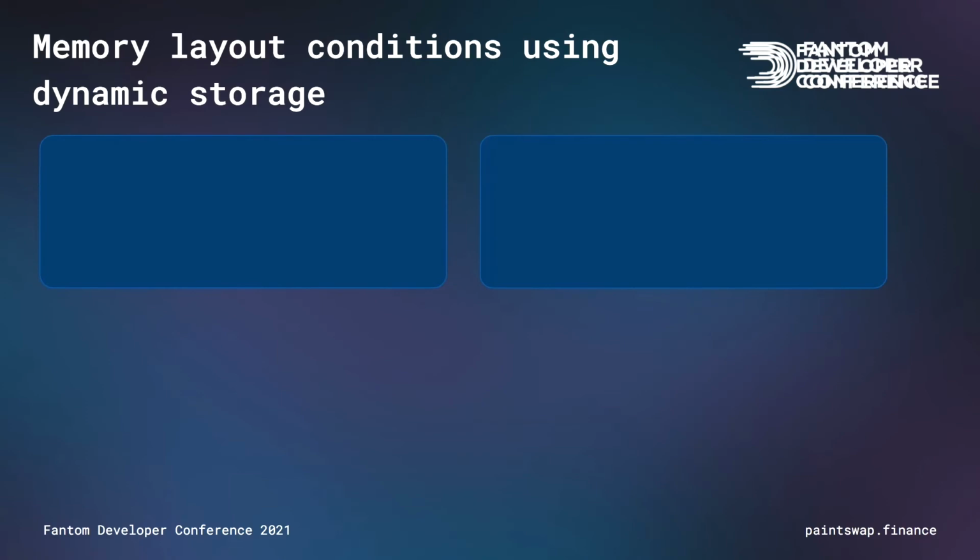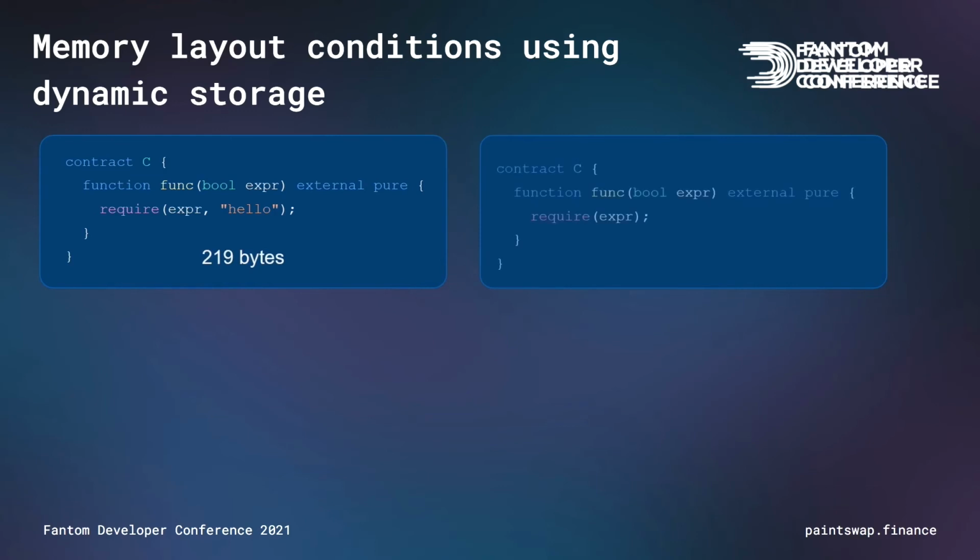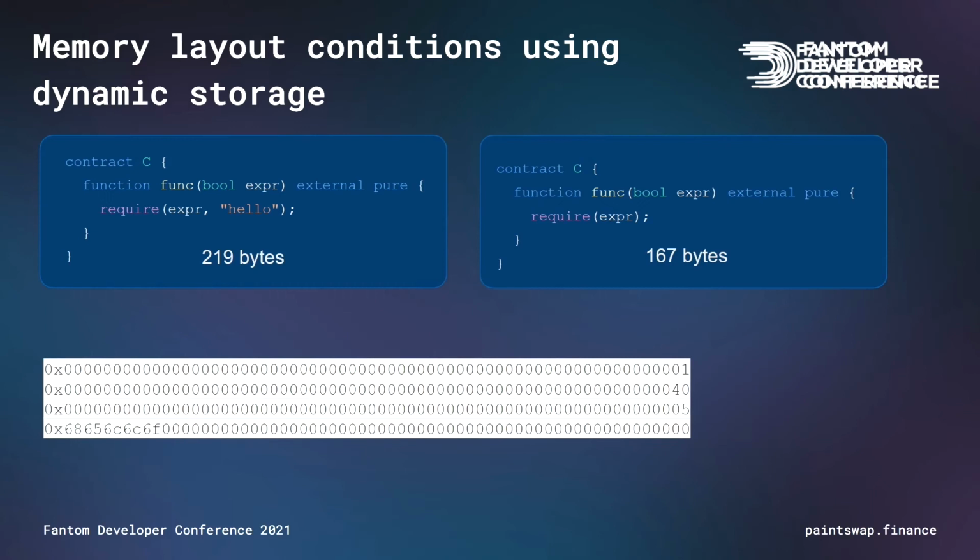So using dynamic storage types like string is actually quite expensive. If we take this contract, which just has a function with a requires clause that's passing in the string hello, the deployed contract size is 219 bytes. Take the same contract, remove the string, we find it's only 167 bytes. And this is because of how strings are ABI encoded into functions. So even though we're passing two variables, it's actually taking up an array of 4 32-byte numbers.